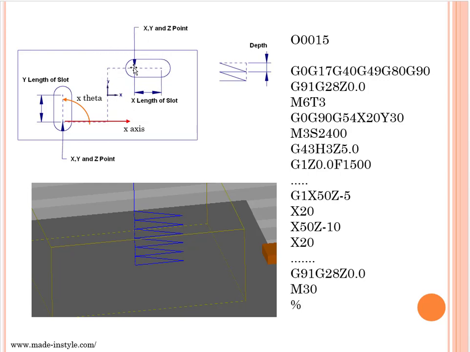At that point, we're going to start our program. So we're going to reach that point. This is coming from the x length and distance. You also need to be careful about your x theta degree.